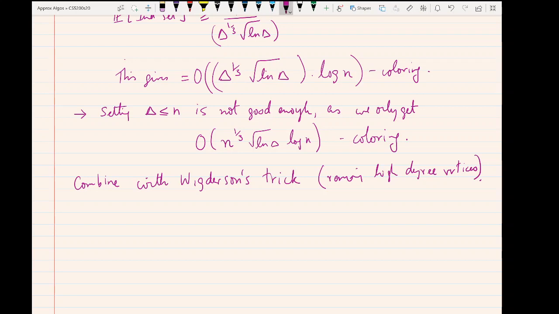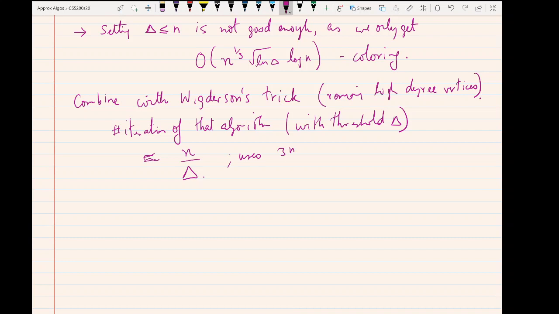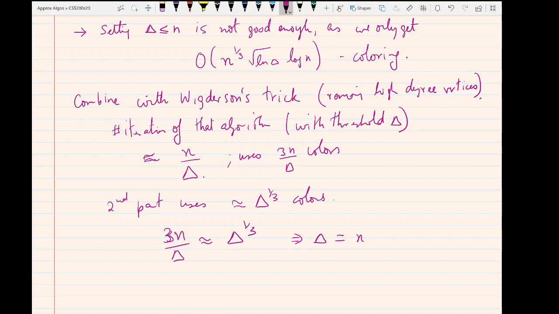The number of iterations of that algorithm, if you recall, with threshold delta is approximately n divided by delta. Okay, and so you use n over delta colors because you use 3 times the number of iterations colors. And the second part is you're going to use delta raised to 1 over 3. And so to balance this out, we want n over delta to be delta raised to 1 over 3, which gives us delta is equal to n raised to 3 over 4.